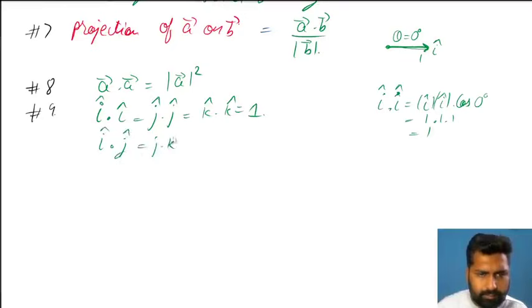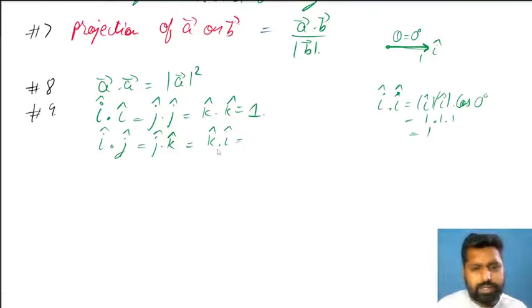J dot K, K dot I. Okay. Again, the order doesn't matter because it's commutative in nature. So whether I'm writing K dot I or I dot K, both mean the same thing. So let's try to understand how this value comes.